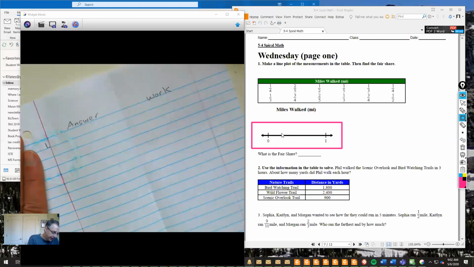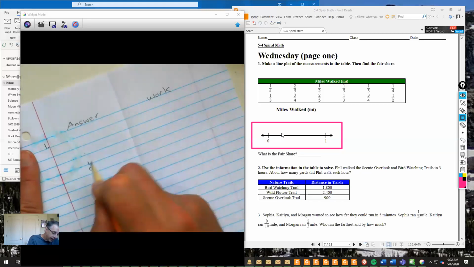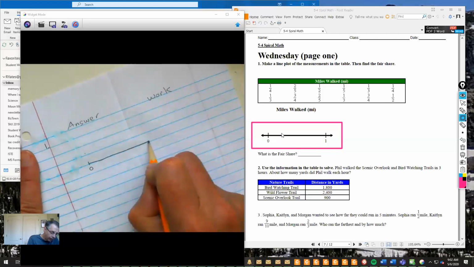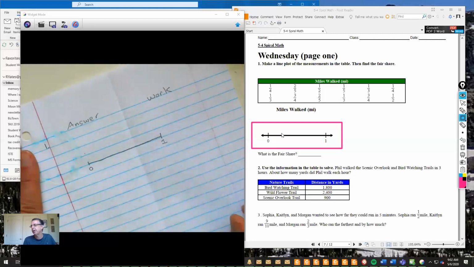So in my answer across from my work, I'll just take up the whole space this time. I'll make a line. The line will start at 0 miles, and I'll make it end at 1 mile. Like I said, no one's walked more than a mile, so that'll be plenty of space.